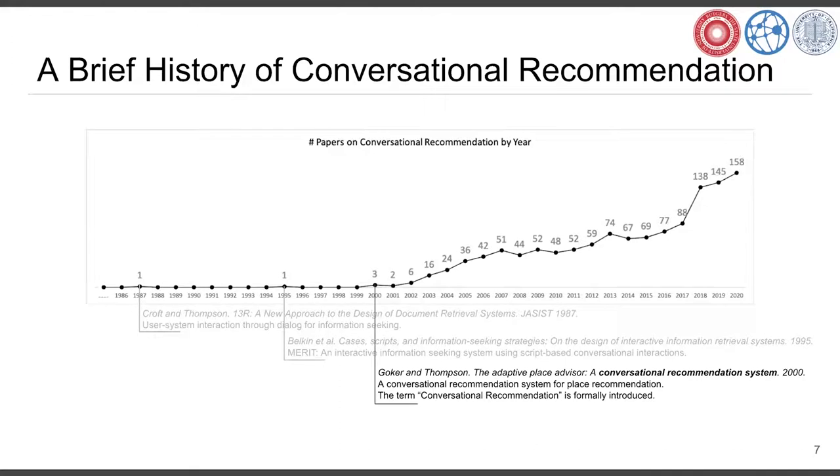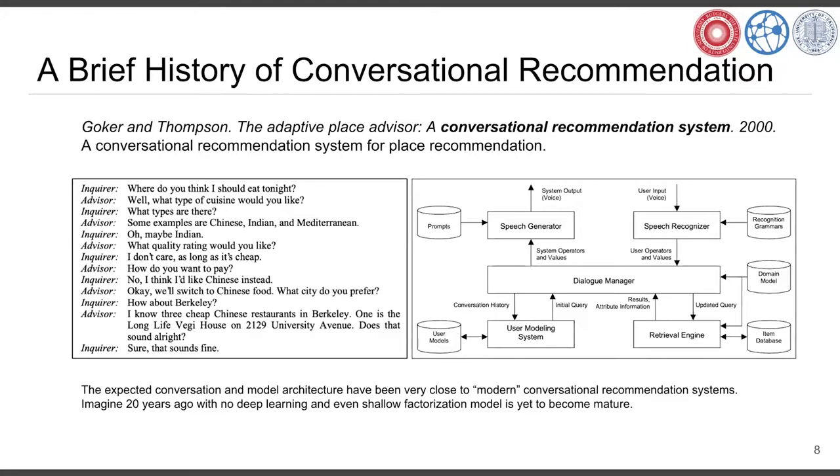Later in the year of 2000, Göker and Thompson proposed a conversational recommendation system. As far as we know, this is the first work that formally proposed the concept of a conversational recommendation system. And the authors developed a conversational recommendation system for place recommendation. And in this paper, the term conversational recommendation is formally introduced.